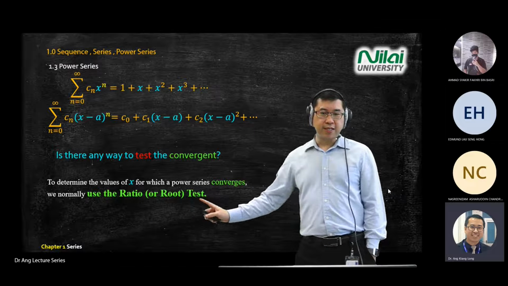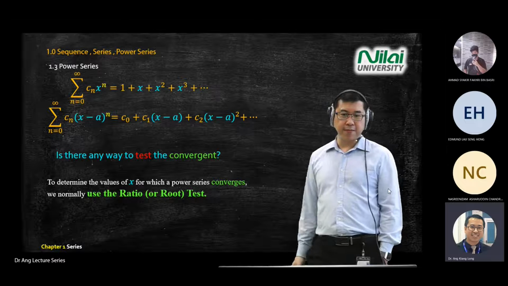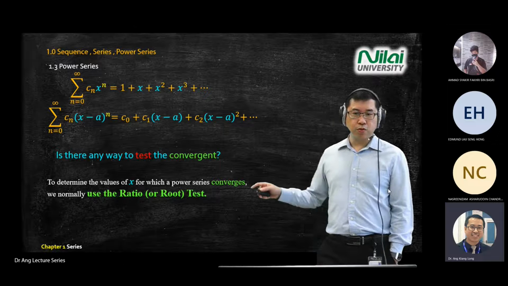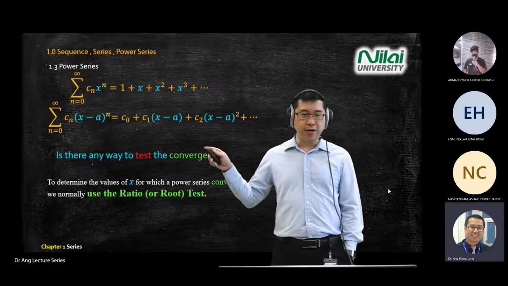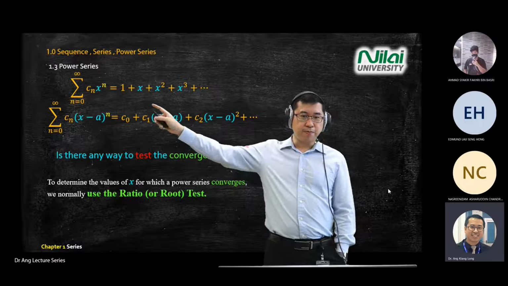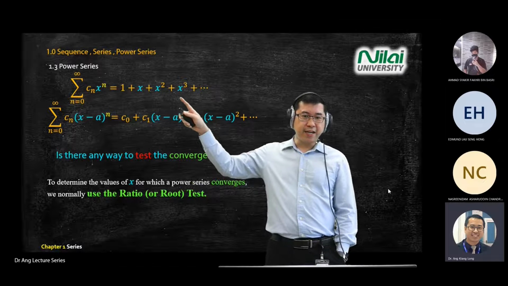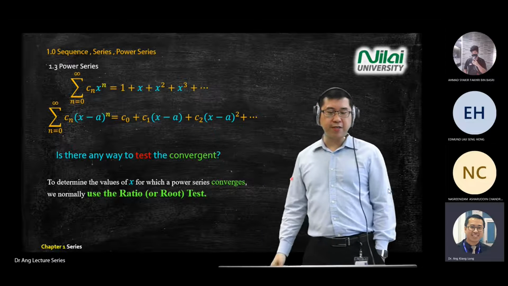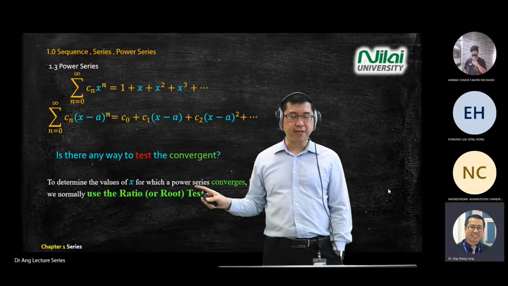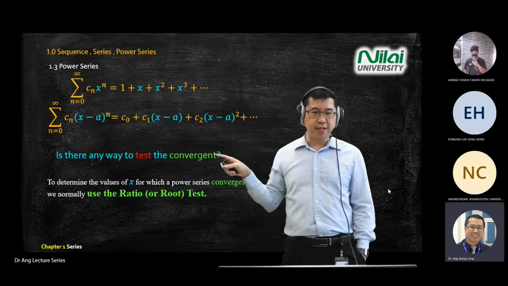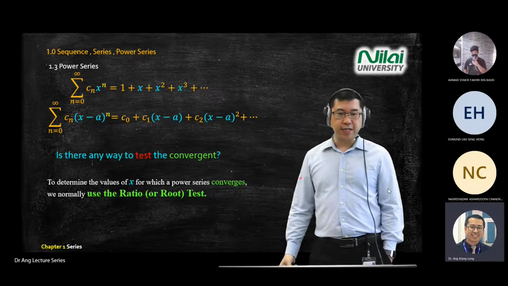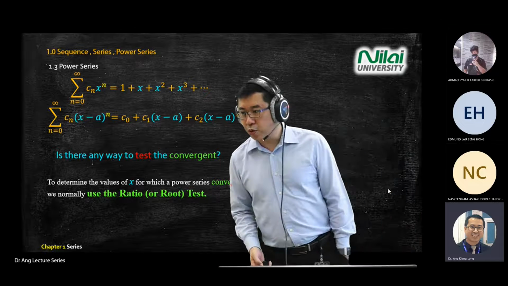I will use the root test most of the time. Sometimes I use ratio, but most of the time I use the root test. When I mention the root test, it means we are going to test the power series, as long as it's a power series. Anything with x to the power of something falls under power series. And how do we test whether a power series converges or not? We use the root test. Now I will show you the equation.